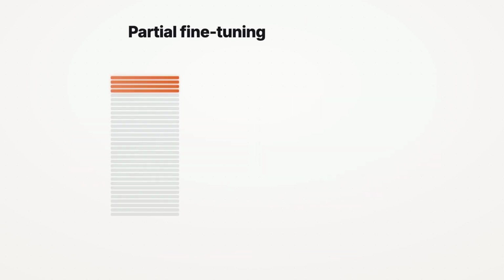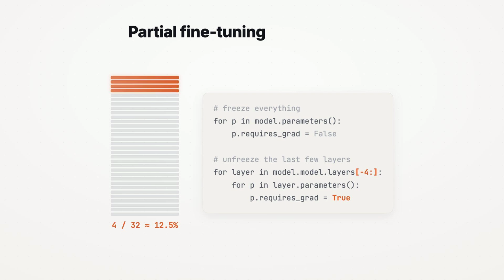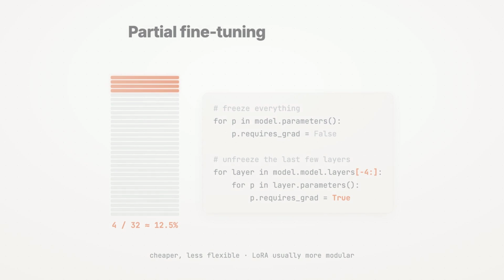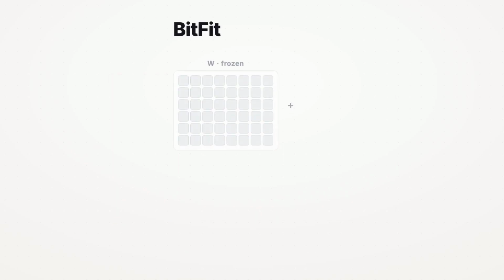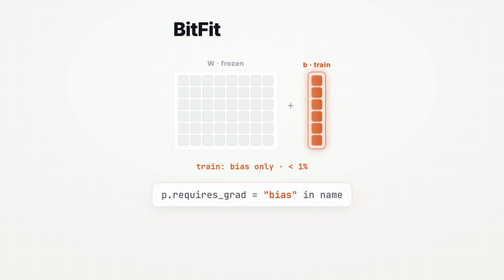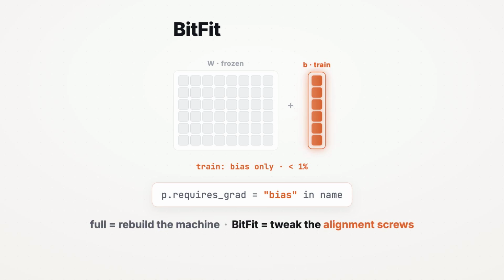Cheaper: freeze most of the model and train only the last few layers, say the final 4 of 32. Less flexible, since the early layers can't adapt, but fine for simpler tasks. These days, LoRA is usually the more modular choice. BitFit goes further. Freeze the big matrices and train only the tiny bias values. Usually well under 1% of the model. Full fine-tuning rebuilds the whole machine. BitFit just tweaks its alignment screws.